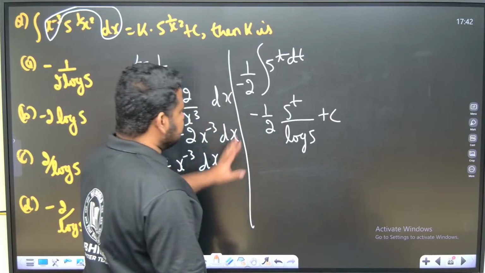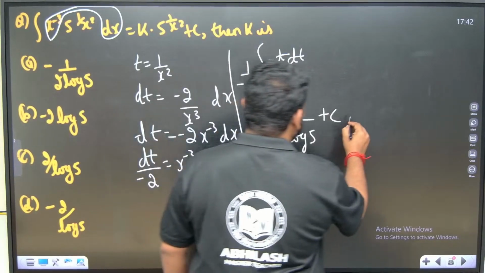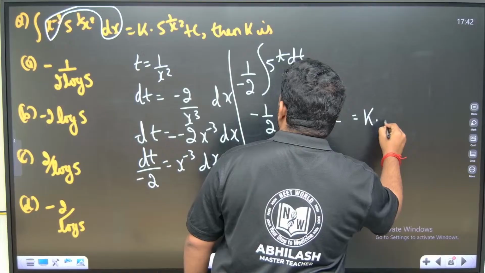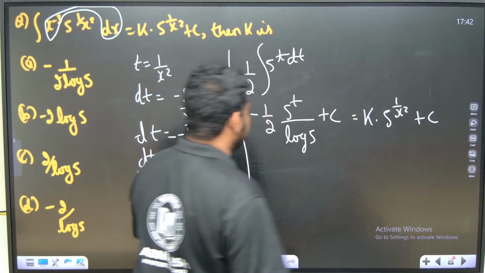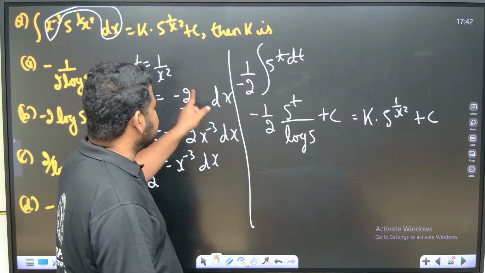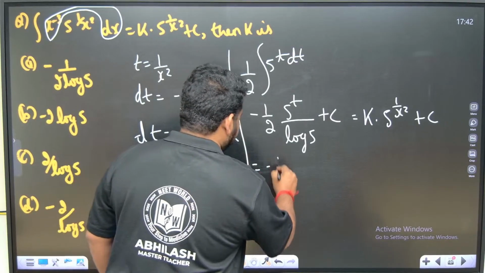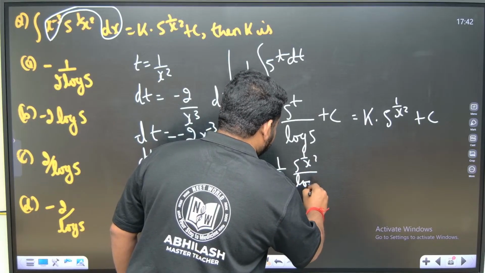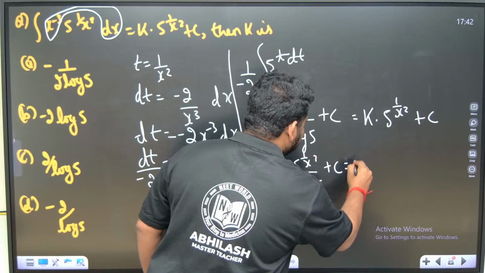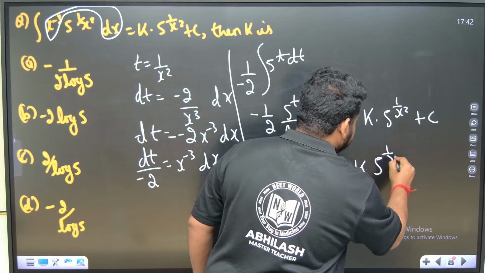They are telling this is equal to k times 5 to the power of 1 by x square plus c. Here t is nothing but equal to minus 1 by 2, 5 to the power of 1 by x square log 5 plus c, which is equal to k times 5 to the power of 1 by x square plus c.